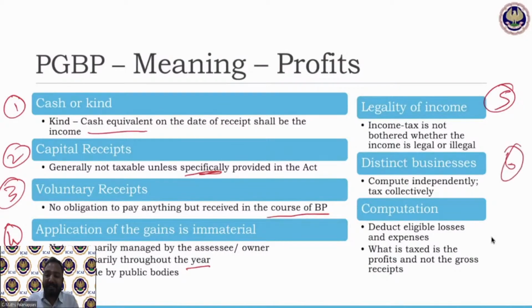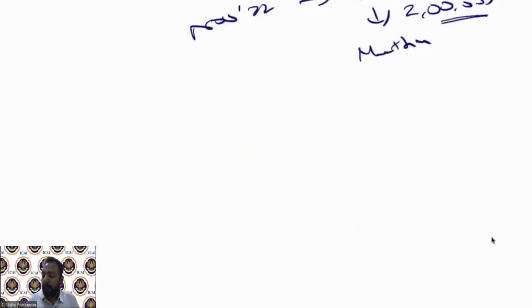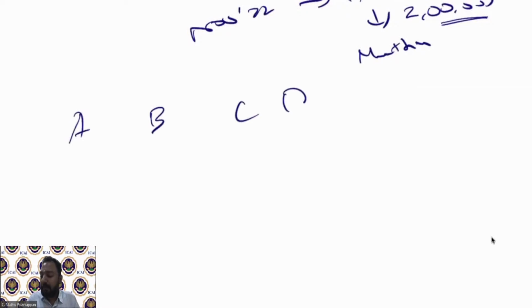The sixth concept is each business. For example, as an individual, I am a partner in 3 firms and I am also a proprietor. All these 4 businesses should be independently calculated. So let's say there are 4 businesses, A, B, C, D, and I'm running all 4. Each must be independently calculated: how much I get from each business. Let's say I get 60 from this, 80 from this, 45 from this, and 15 from this.